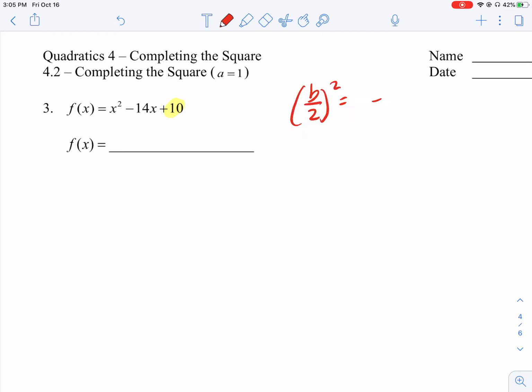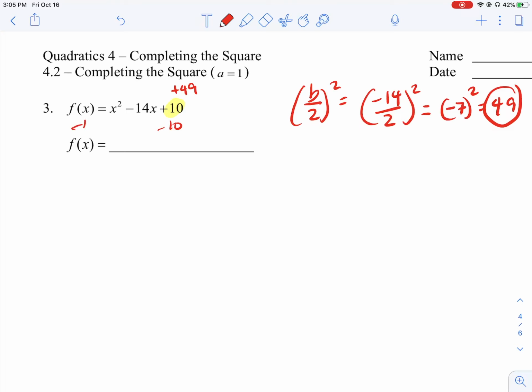So our b is negative 14 divided by 2. What's negative 14 divided by 2? That's negative 7. Square that, you'll get 49. So the one that would make it perfect is if we have a 49. But it's not 49 yet, so we need to give a space for 49 to come in. So we need to kick out the positive 10. So we need to minus 10 on both sides.